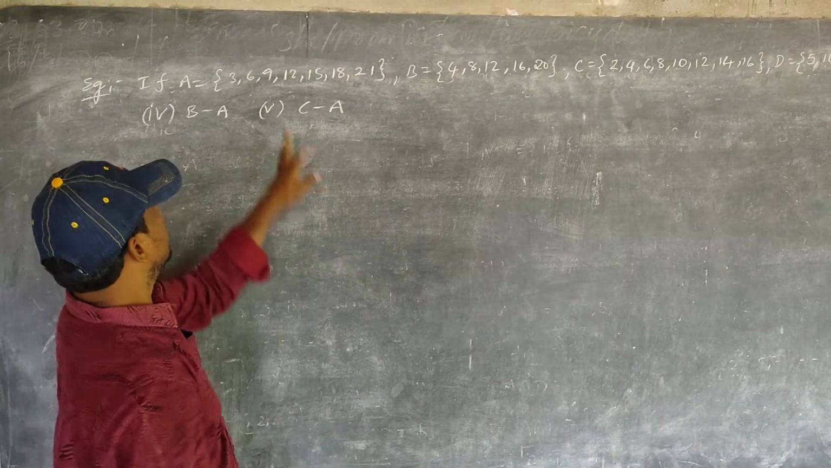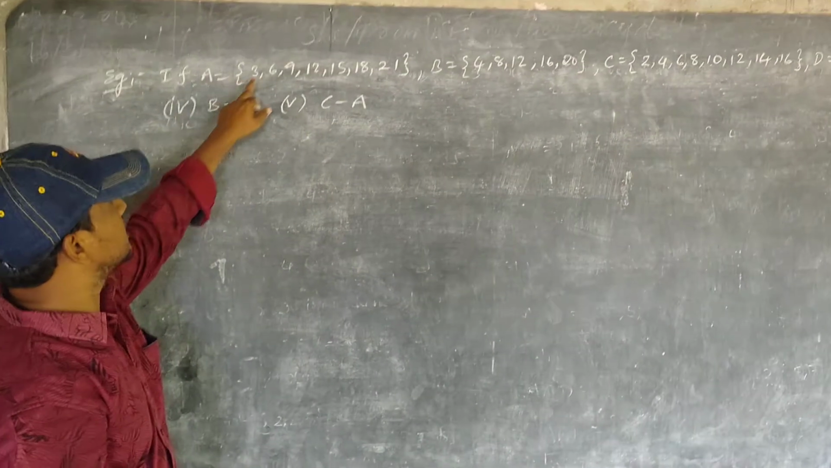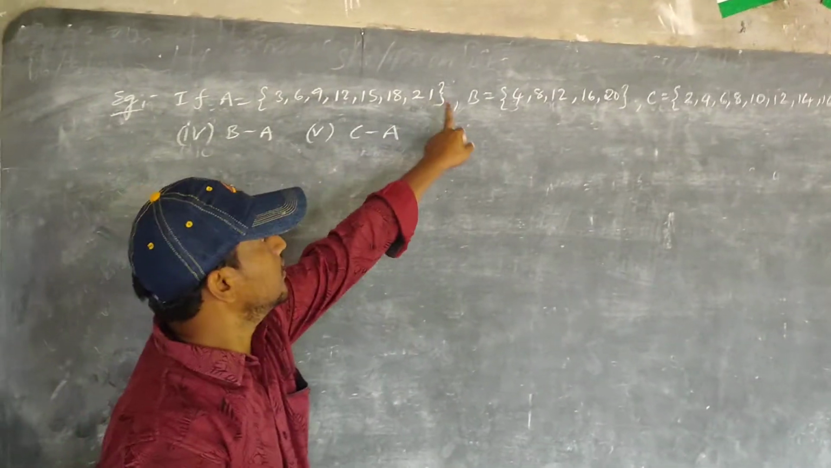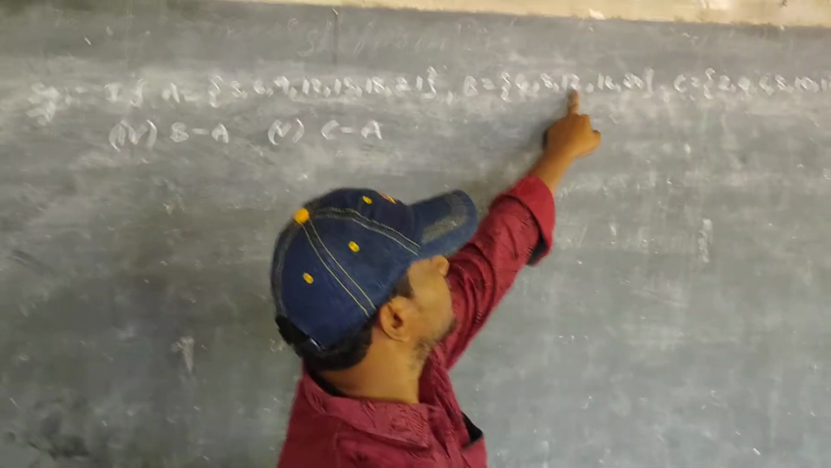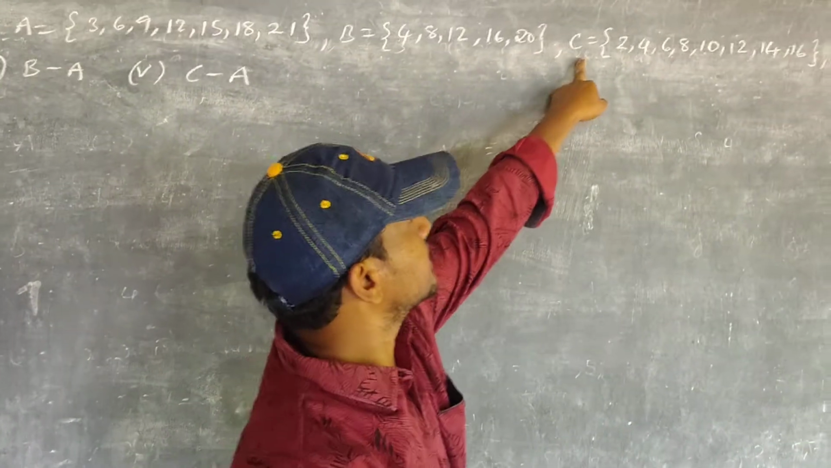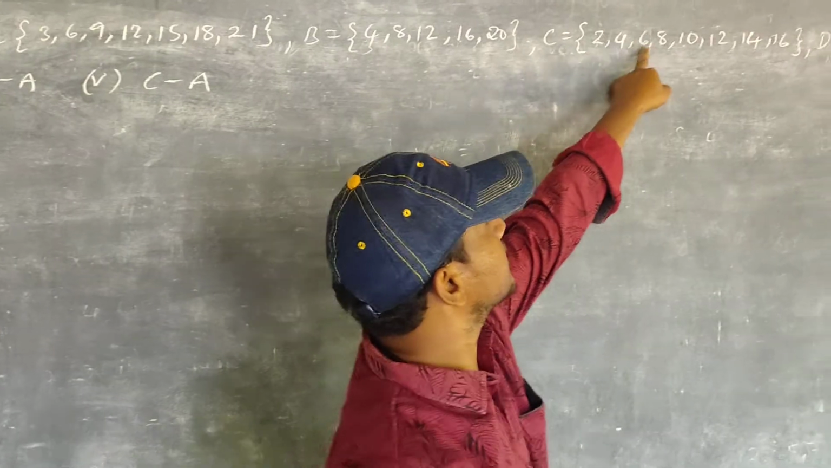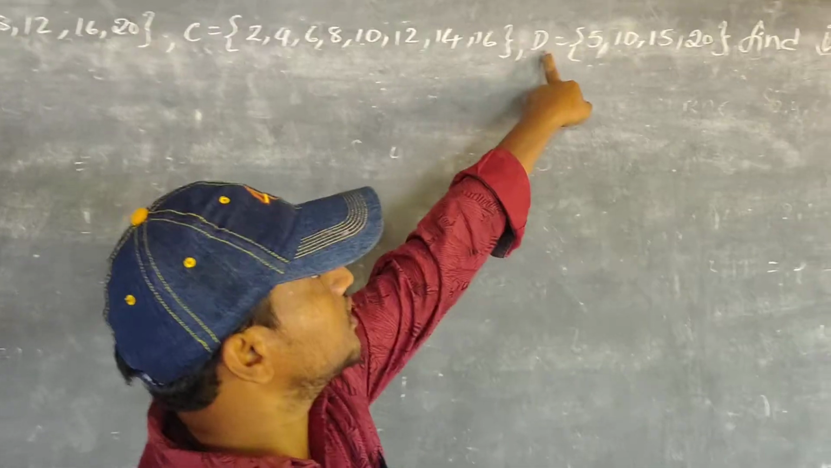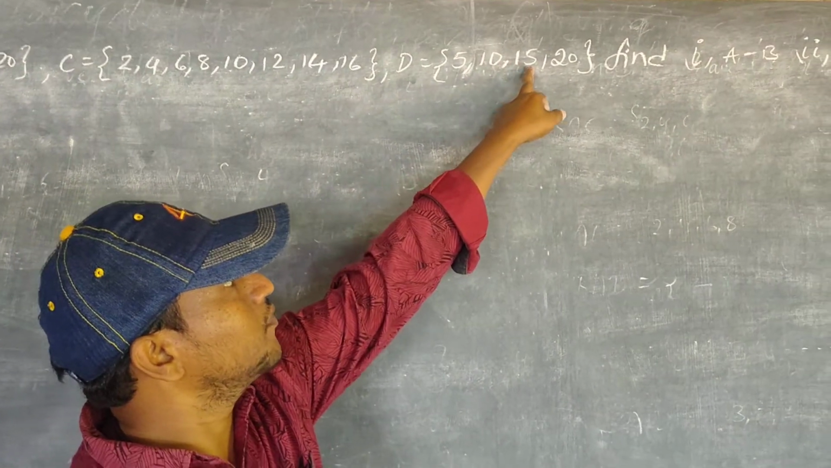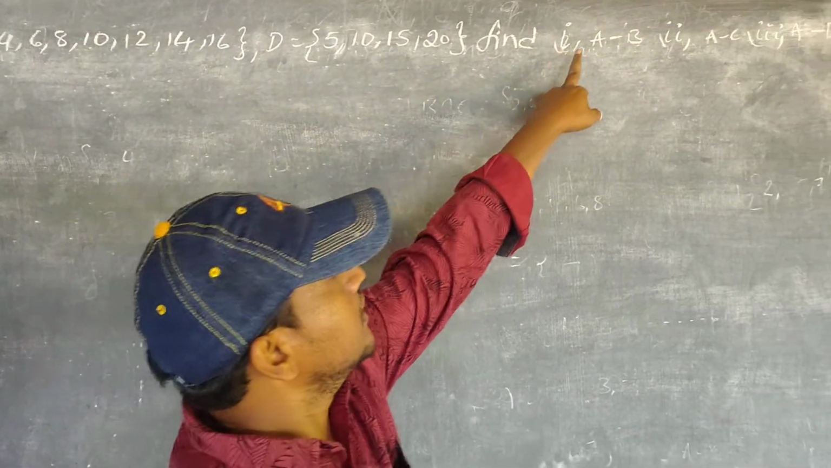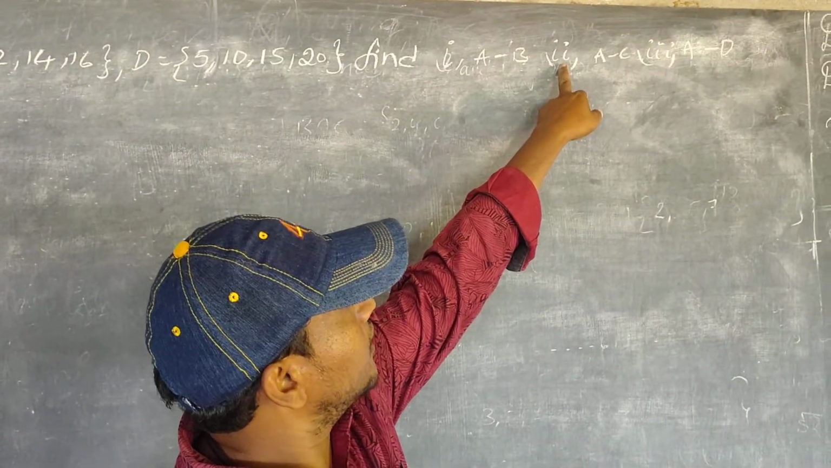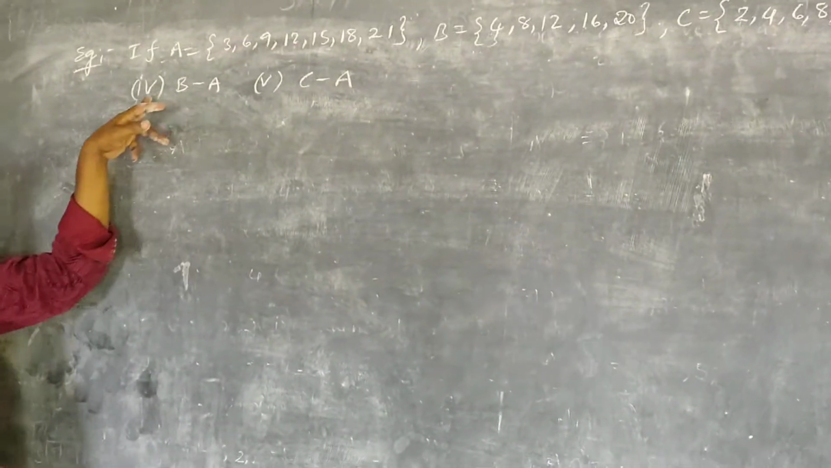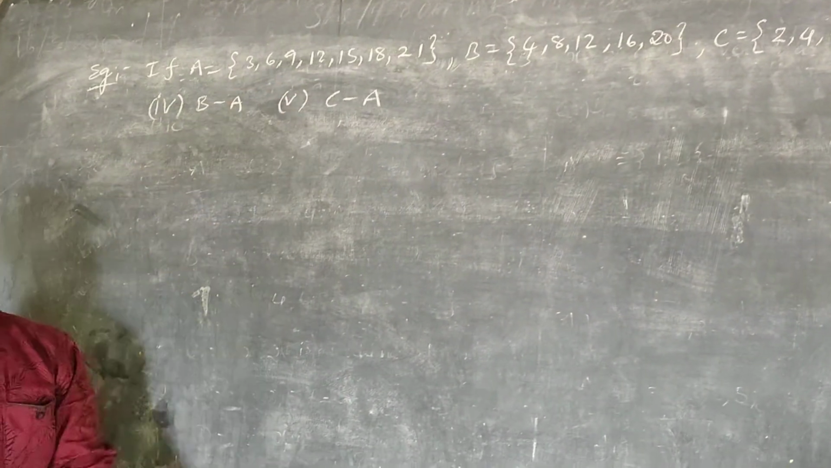Next example. If set A is equal to 3, 6, 9, 12, 15, 18, 21, set B is equal to 4, 8, 12, 16, 20, set C is equal to 2, 4, 6, 8, 10, 12, 14, 16, and set D is equal to 5, 10, 15, 20, then find A minus B, second A minus C, third A minus D, fourth B minus A, and fifth C minus A.